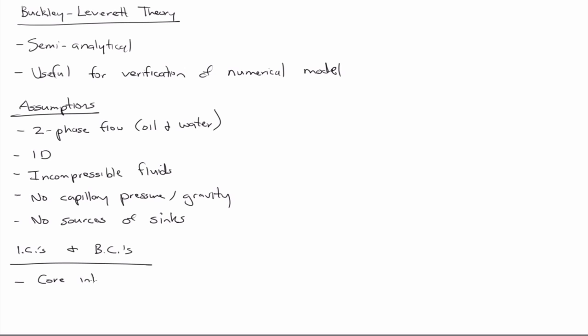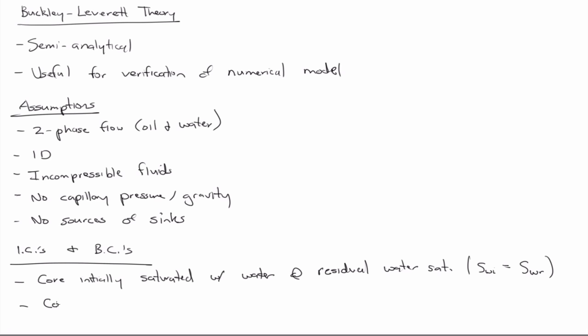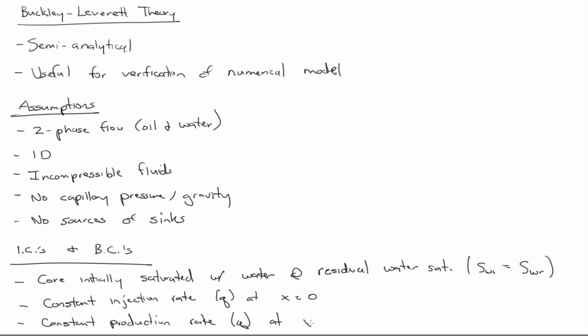The core is initially saturated with water at the residual water saturation. So we'll say that saturation of water initially, SWI, is equal to the saturation of water residual, SWR. We have a constant injection rate. We're going to use Q at x equals 0 and a constant production rate Q at x equal to L.